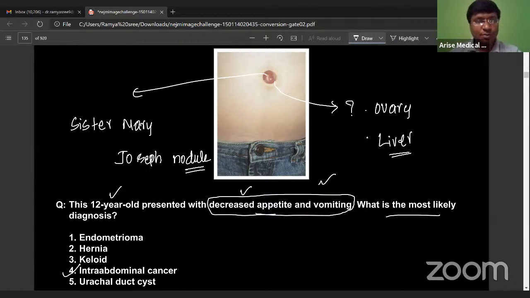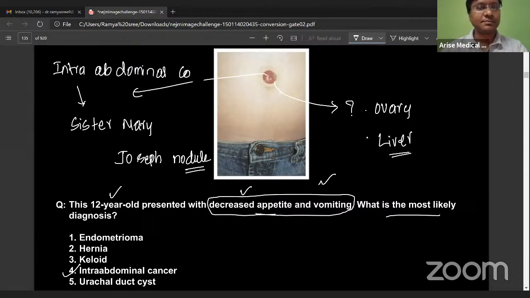Right? So what is this? It is the lymphatic metastasis from the intra-abdominal cancer. Okay. So the answer to your question is 4.